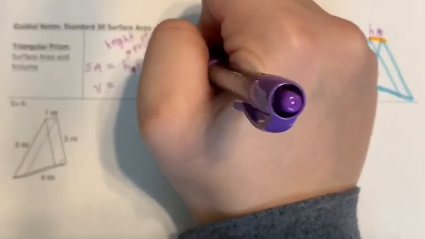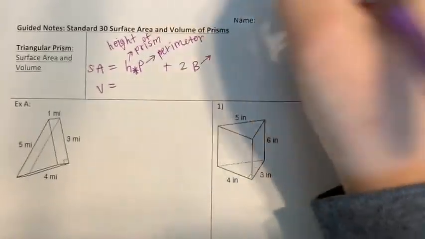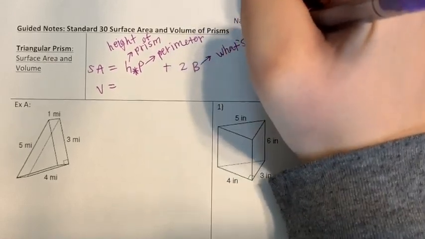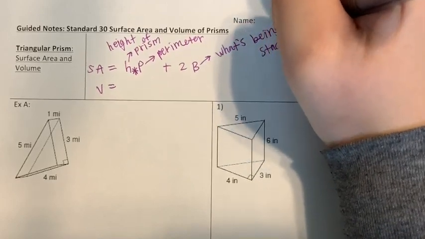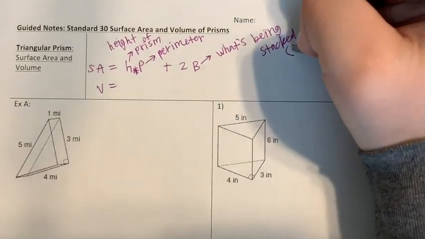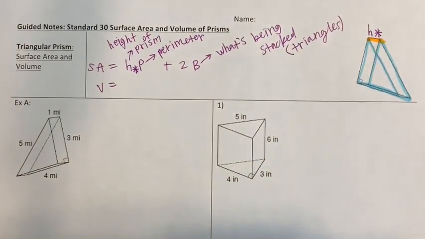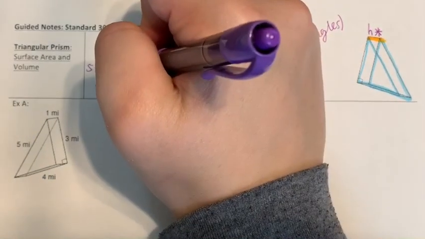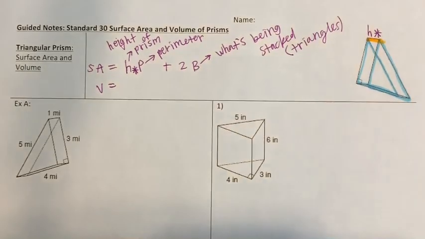So we have to do plus 2 base, and we can make a note here that this base is what's being stacked. What's being stacked. And in this case, we can see triangles are being stacked, right? So height, your true height of the figure, times the perimeter, plus 2 times your base.